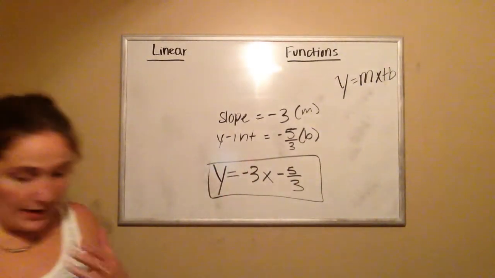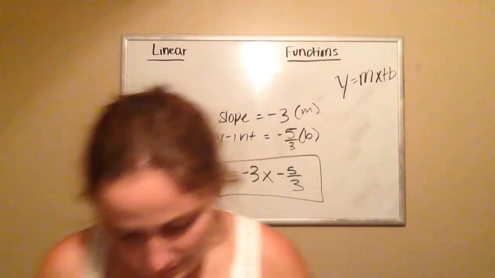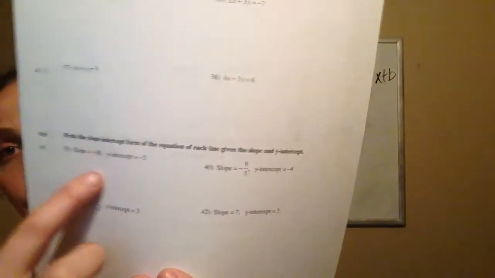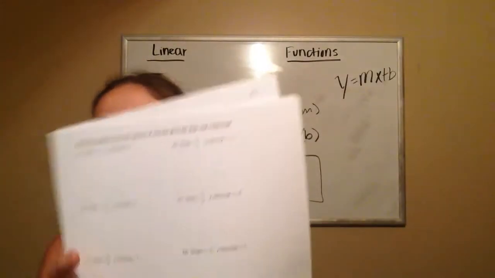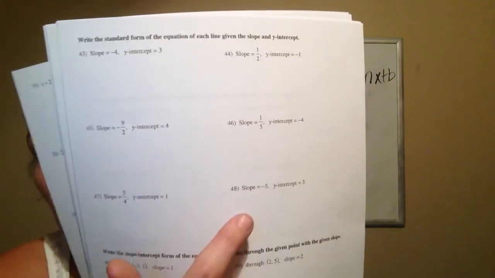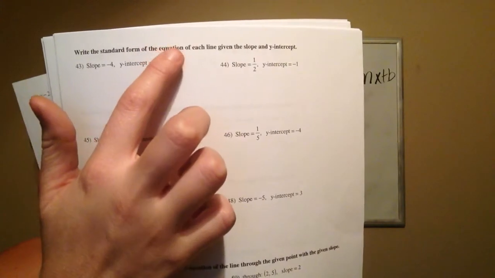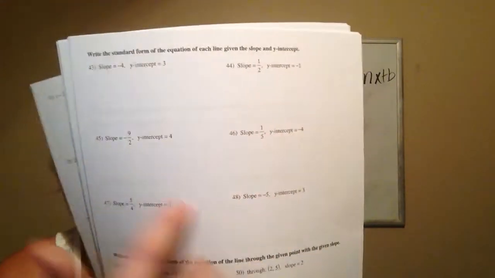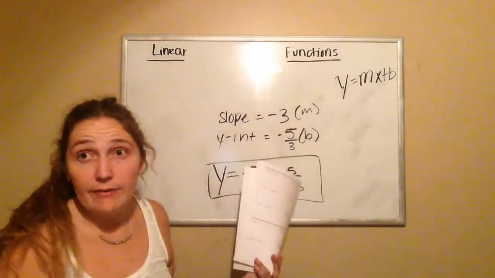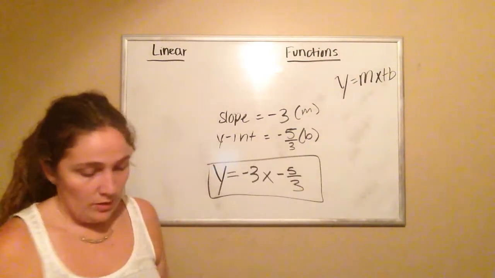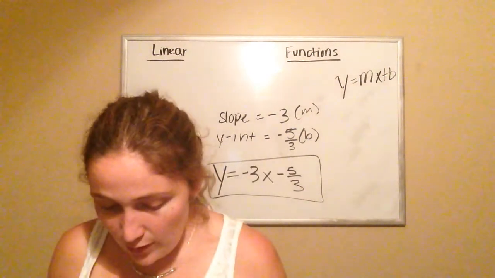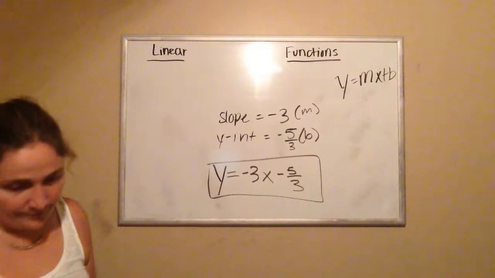Okay. That is the exact thing you're doing for 39 through 42, as well as all of this first part, all the way through 48. I don't care what the directions say. I want you to write these out in slope-intercept form. Cool. Okay, so pause the video, get all the way to number 48.